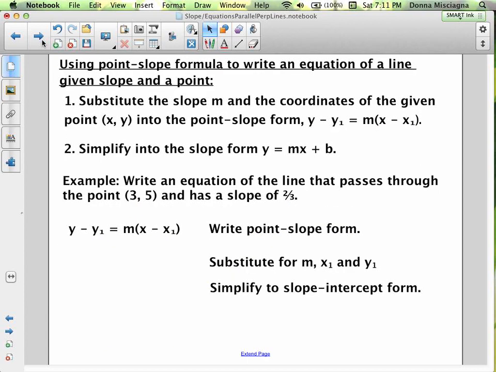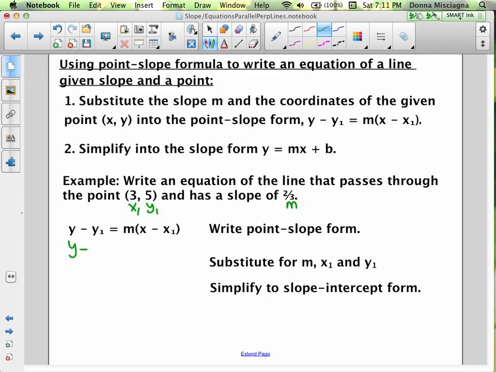Let's do some more. All right, so we're going to use point-slope formula to write an equation of a line given slope and a point. Okay, so we just substitute the slope and the coordinates of the point we're given into point-slope form. y minus y1 equals m times x minus x1, and then we just simplify it into the slope-intercept form. So we distribute, and we isolate y. All right, so this is our x1, this is our y1, and that's our slope.